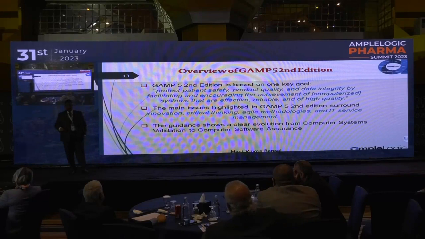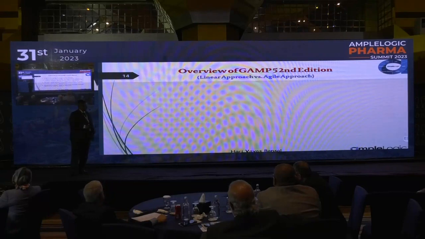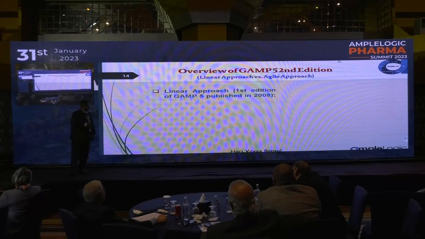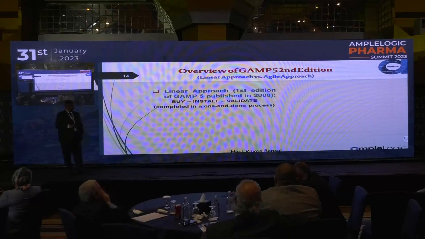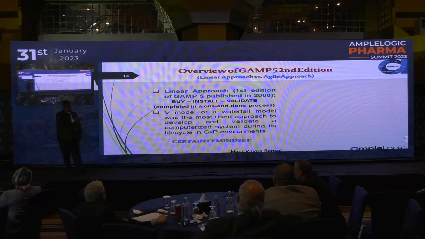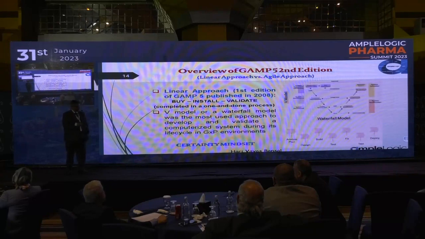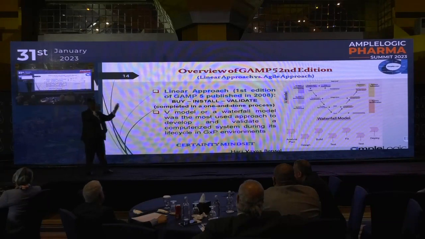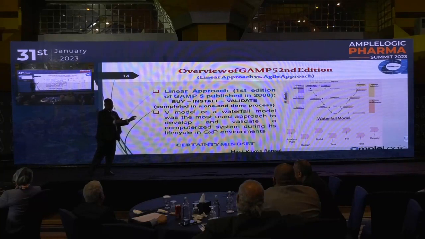It shows the evolution from computerized system validation to computerized system assurance, for which the session has already been taken by Manoj. CSV to CSA. So linear approach versus agile approach. Earlier, in the previous GAMP 5 edition, it was the linear approach. Buy, install and validate. That's all. Need not do anything. And it was a certainty mindset. The mindset was certain. We have to do like this, we will do like this, and then shut the box, forget it.